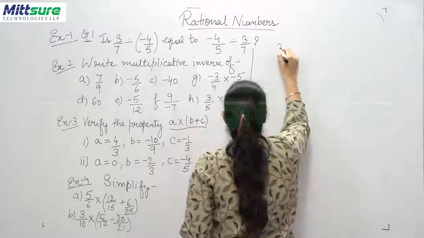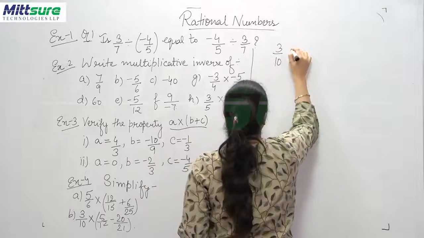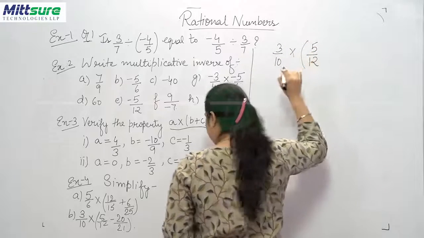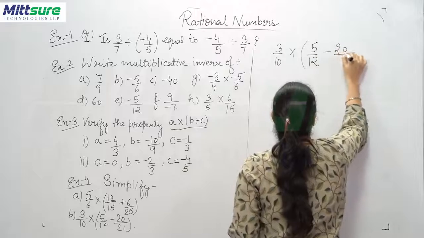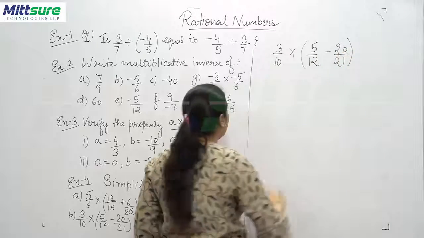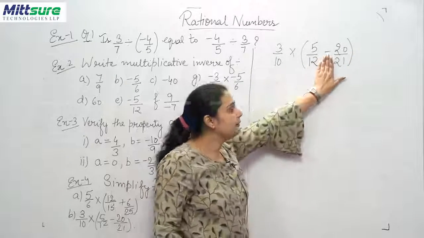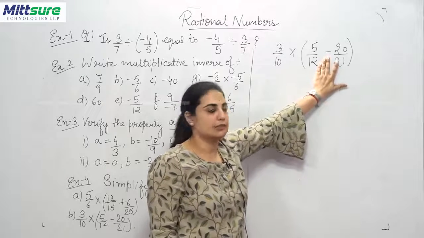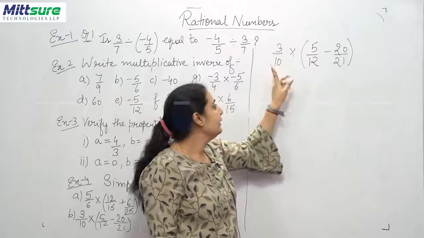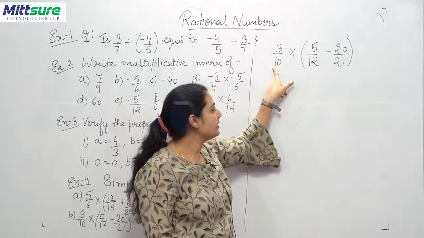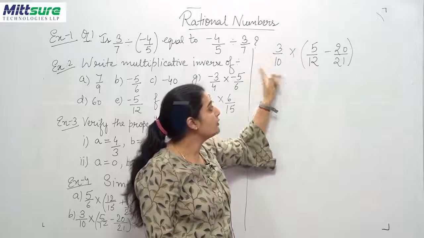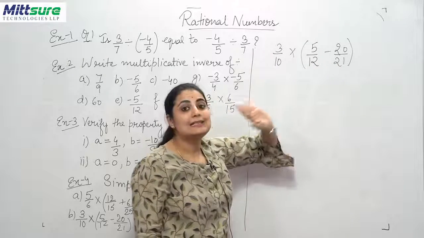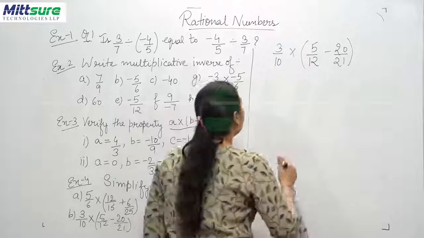The next example is 3 upon 10 multiplied by 5 upon 12 minus 20 upon 21. Okay, now whether inside the bracket there is a negative sign or the positive sign, it will not make any difference. The condition will remain the same, that the outside rational number 3 upon 10 is going to multiply 5 upon 12 and 20 upon 21 separately. So let's see how it will be done.